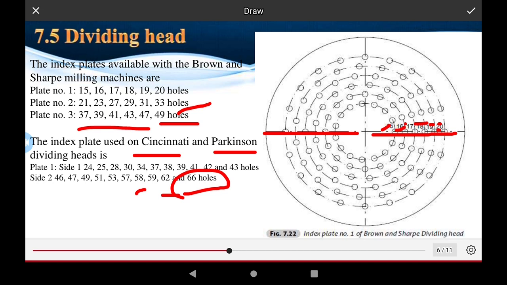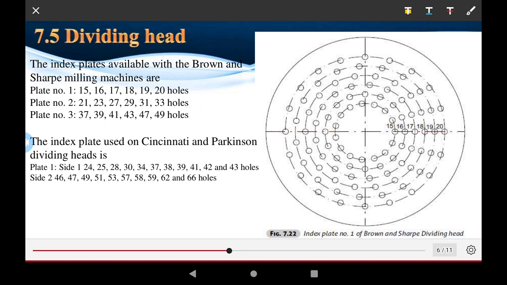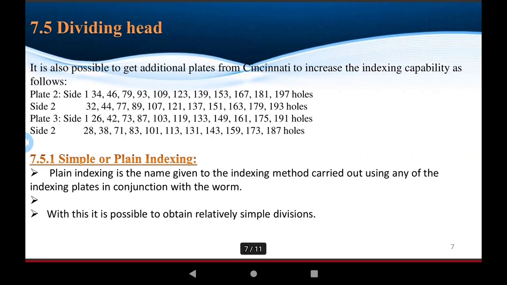The indexing on the number of the worms and shaft is divided, the head of the machines and machine tools operations. Okay, dividing head. It is also possible to get the additional plate from the synthetic inverse to increase the indexing capability of the followers.